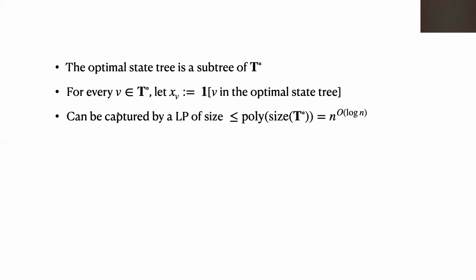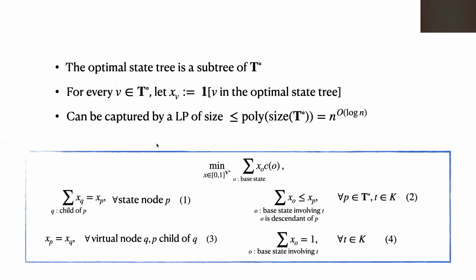And if we let x_v be the indicator variable of whether the node v is in the optimal state tree, then we can convert the linear programming relaxation for DST to an LP on the variables x. This is a very rough sketch of the LP formulation, and I'm not going to explain what each constraint means. You can trust me, it's quite straightforward to write down once you have the tree T circle. And this LP is of size polynomial in the size of T circle, which is also quasi-polynomial in N.